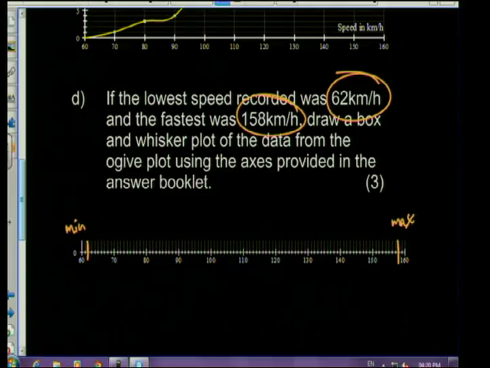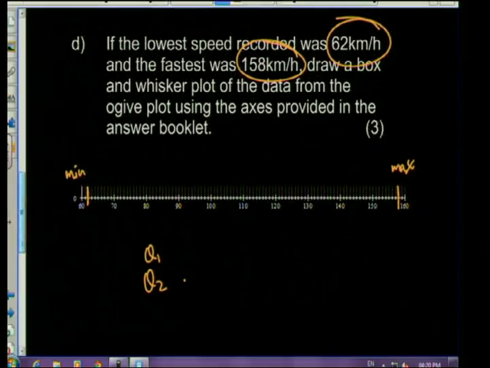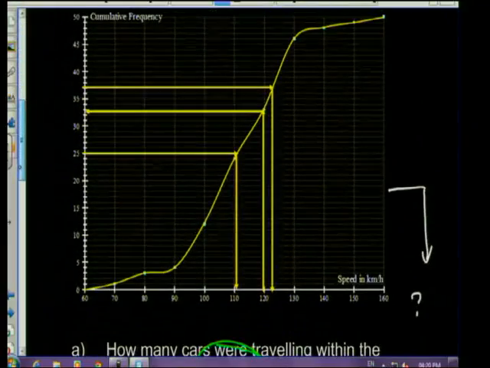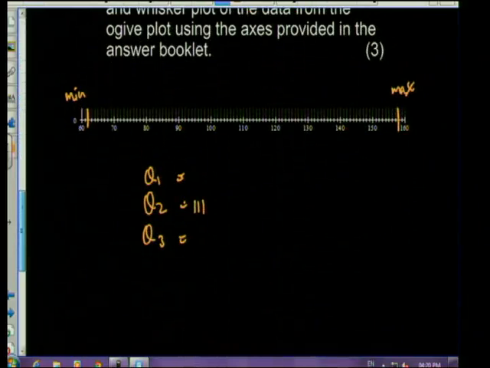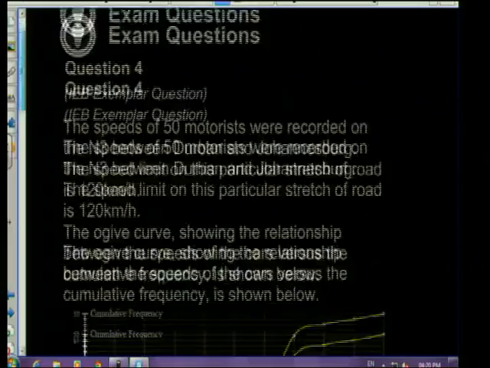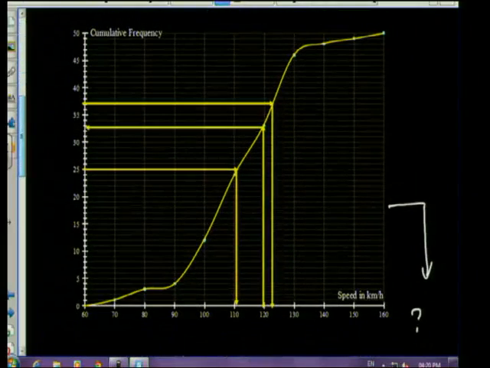And then I need to go and find the actual values. So I need to find out what was Q1, what was Q2, which is the median, and what was Q3, which was the upper quartile. So I'm just going to go back. I can't remember if we've calculated these. Yes, we did find the median, which was roughly 111 kilometers. So I know that the median is 111. We'd also found the upper quartile. So again, remember the upper quartile we read off, which was about 123 kilometers.